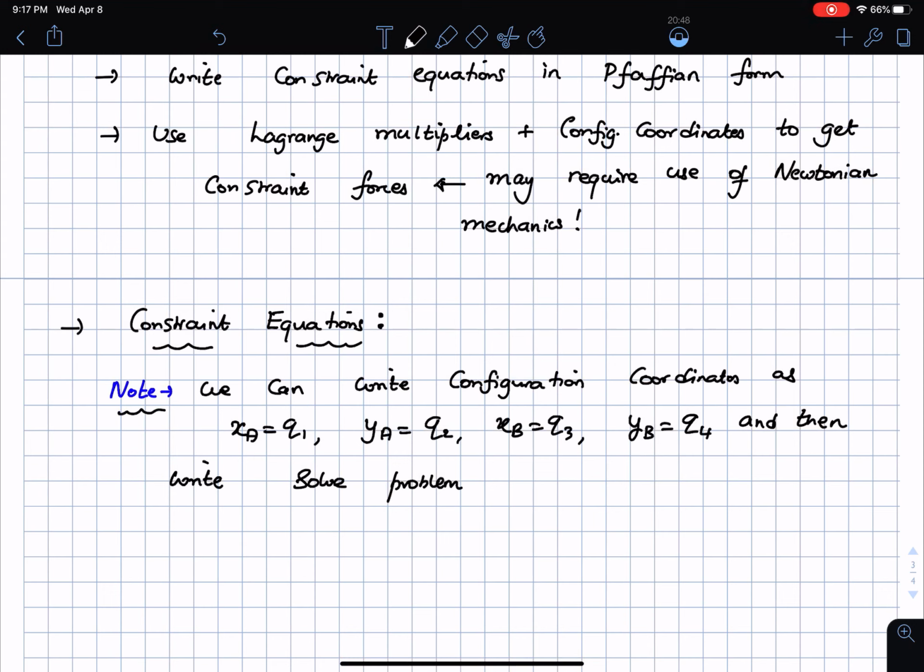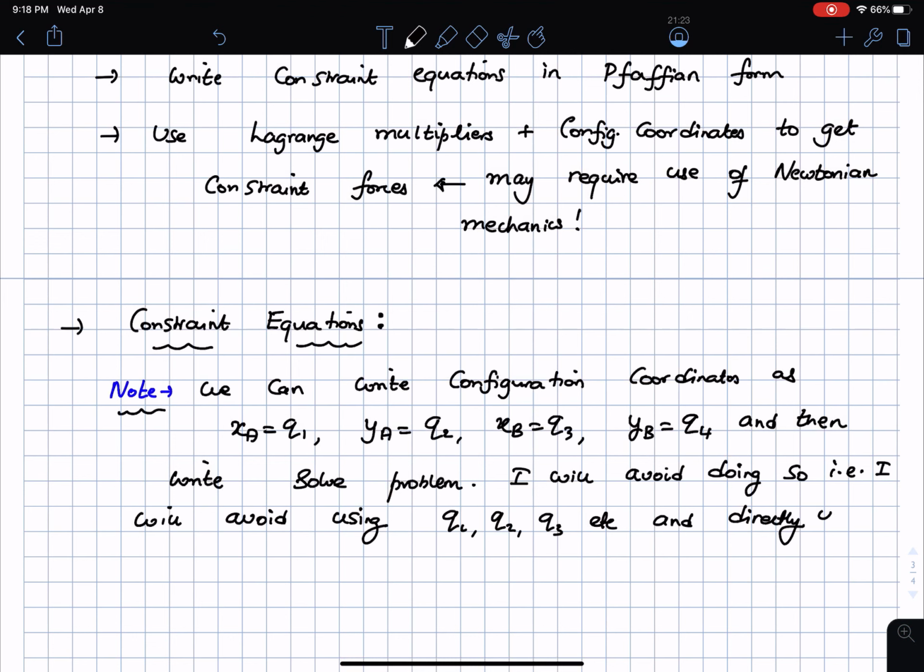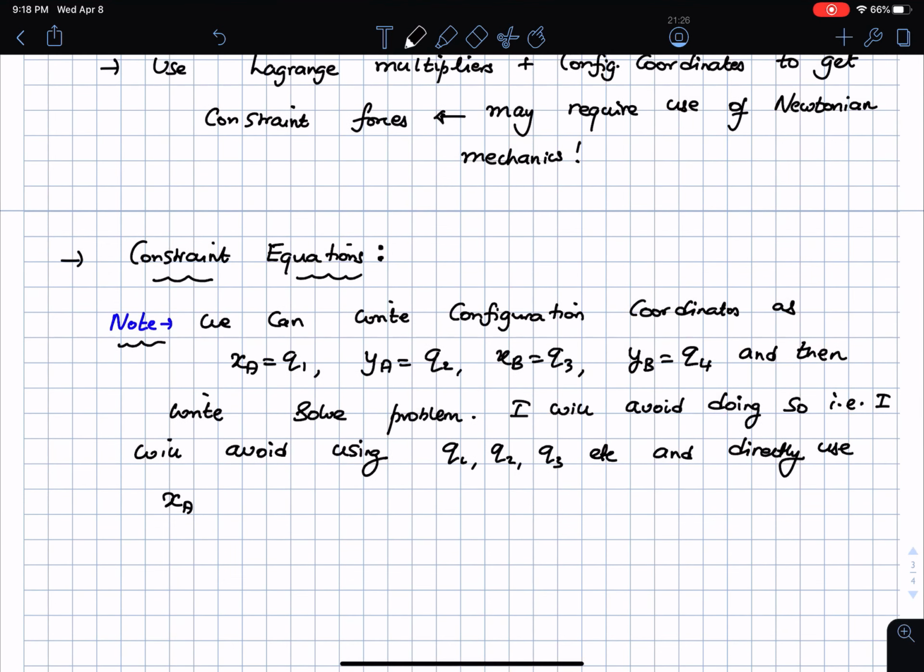Okay, this is something that you can do, but I'm going to avoid doing that just for the sake of simplicity. That is, I will avoid using these Q1s, Q2s and Q3s, and directly use XA, XB, etc. to solve the problem. Okay.